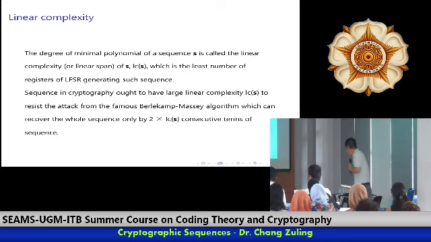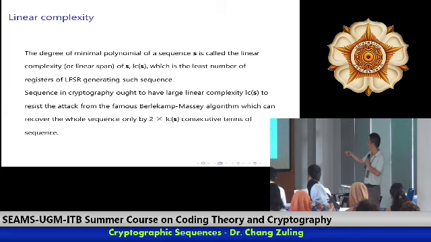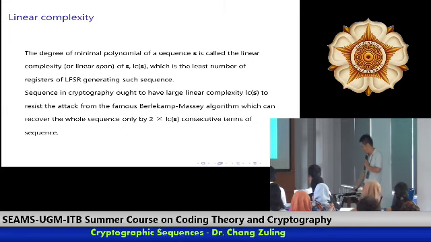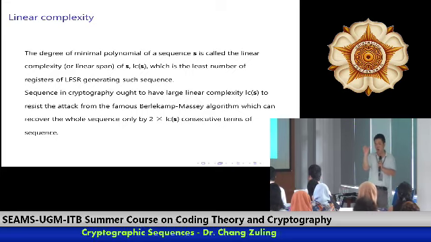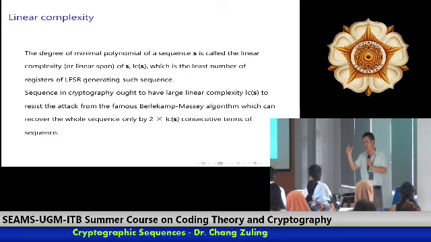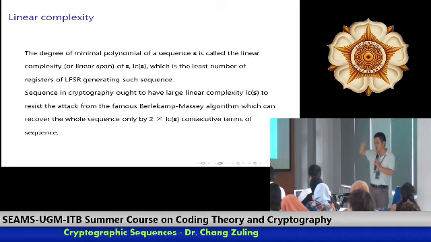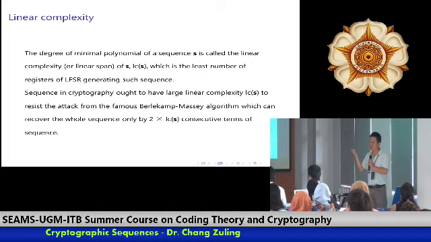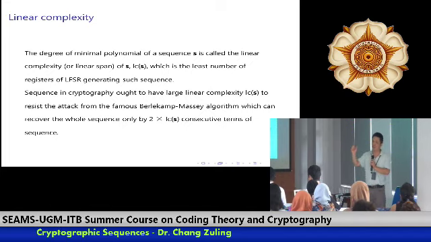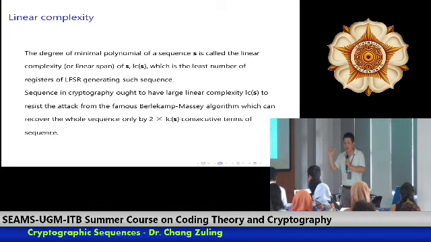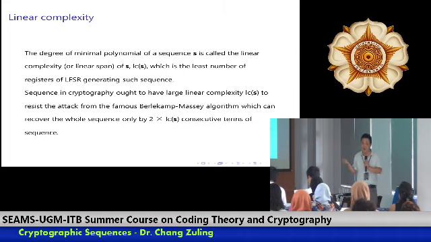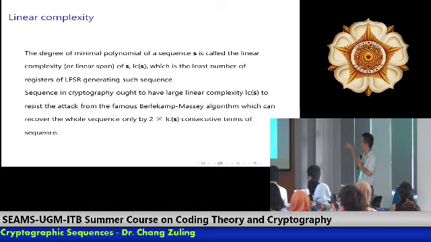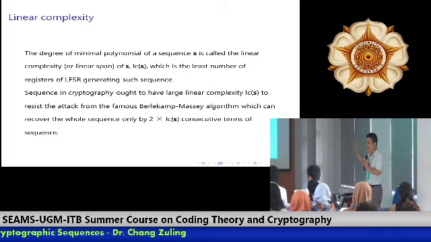So if this linear complexity is small, this part will be short. Using a short part, we can recover the whole sequence. So it's a little dangerous. We just know a part of the information, and we can get the whole information. So usually we want the sequence to have a big linear complexity.